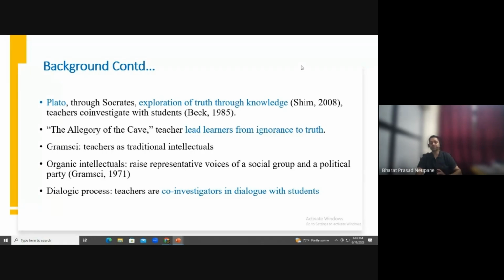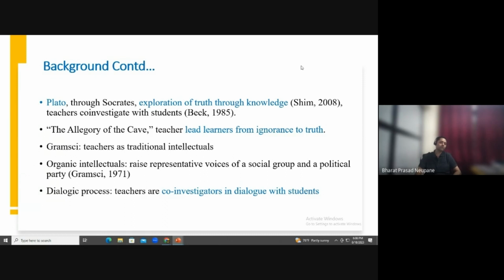In the Allegory of the Cave, I hope most of you have read it, there is one person who comes out of the cave. He comes out and he sees the light. That means light is a symbol of knowledge. He gets knowledge. Then he goes back to the cave, and he inspires other people to come out of the cave, because there they were considering the shadow as the reality. But when he came out of the cave, he realized what the truth is, what knowledge is. So there, the one who came out is the teacher, and he inspired others to come out of the cave. So the teacher's responsibility is to show the path of knowledge, right? Their responsibility is to lead the learners from ignorance to truth, as argued by Plato.